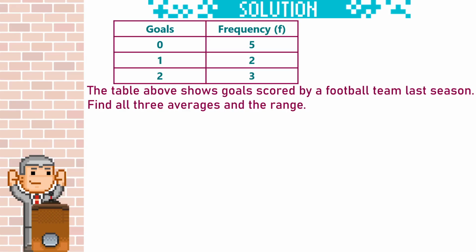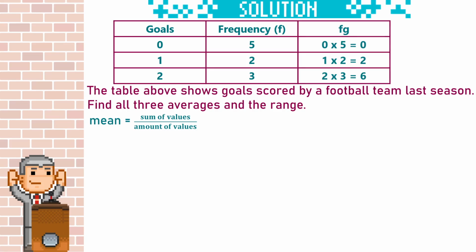To find the mean, we need to add up the amount of goals scored and divide by the number of matches. We can add an FG column onto our table to find the total number of goals for each row. We can then add these and divide them by the number of matches, which we can find by adding the frequency column up.